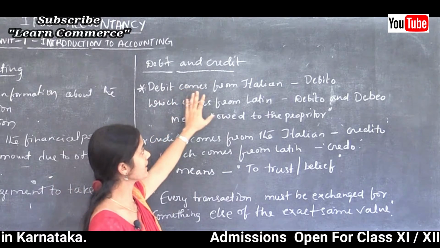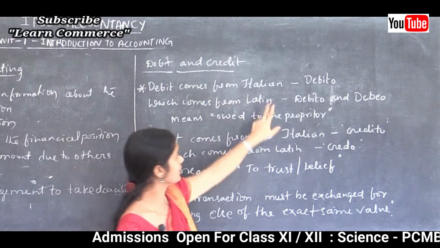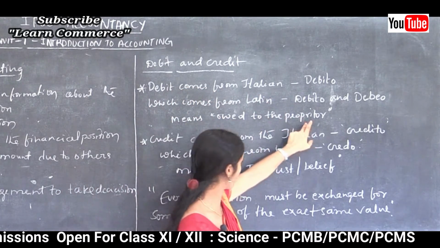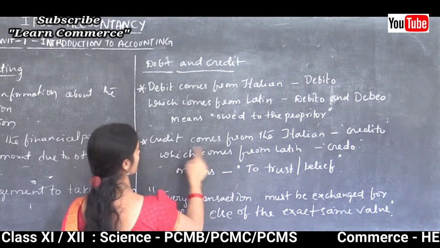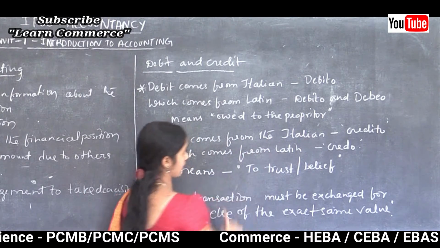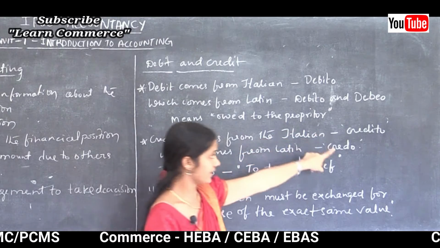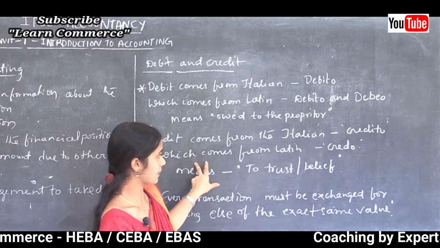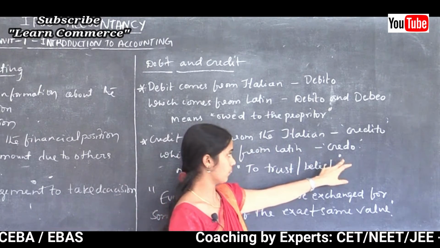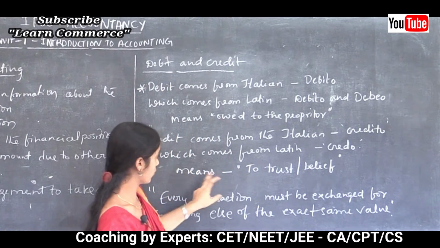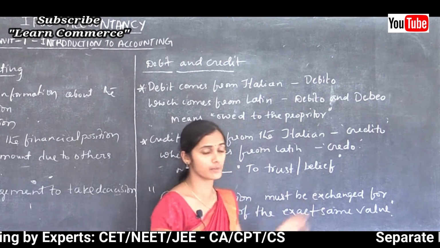So here, debit comes from the Italian word debito, which means owed to the proprietor. Credit comes from the Italian word credito, which comes from the Latin word credo, which means to trust or belief.